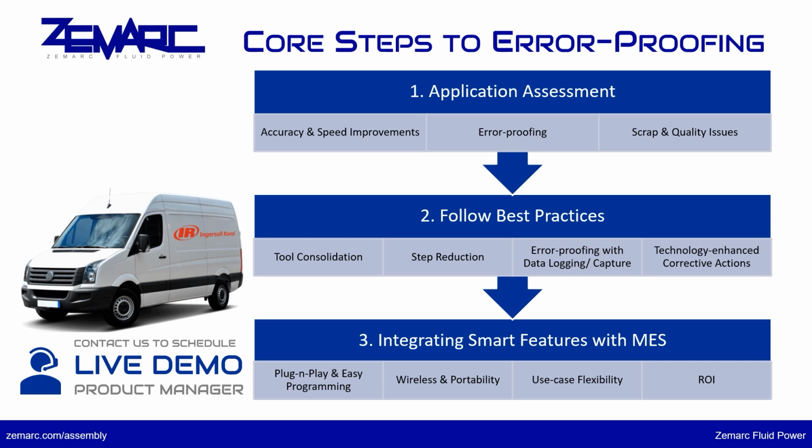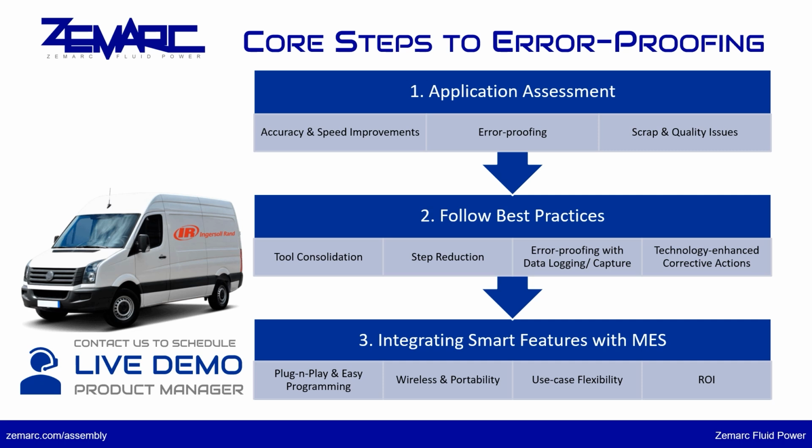Thank you, Brian. So just to recap here, we've covered the 3 core steps that can help error-proof your manufacturing process. We started with the application assessment. This focuses on improving accuracy and speed specific to your application, error-proofing, and addressing scrap and quality issues.